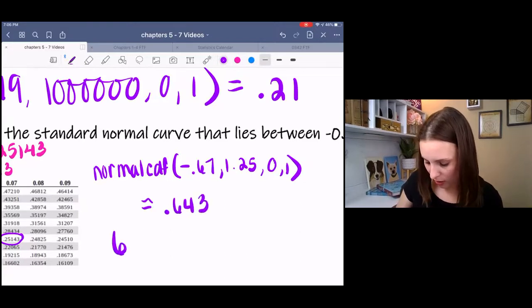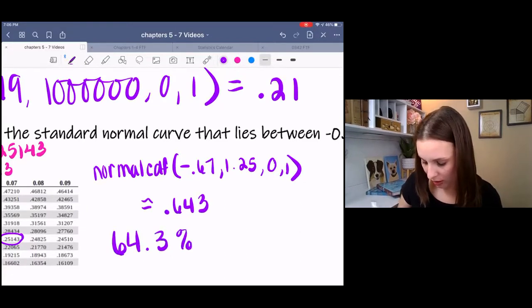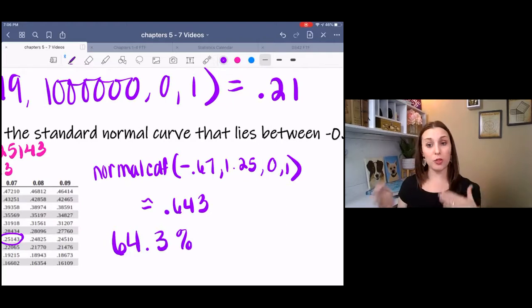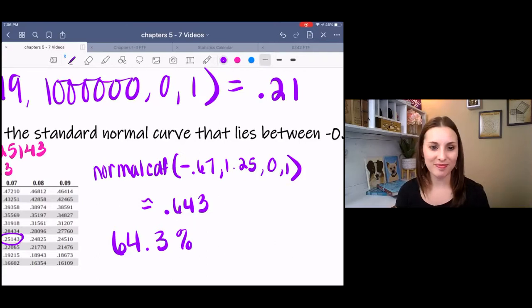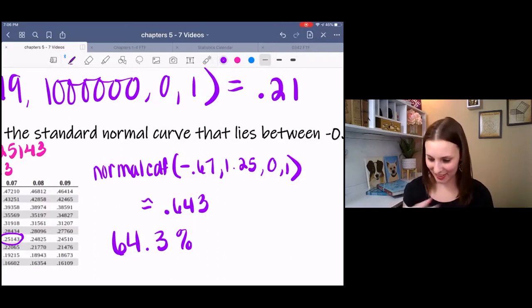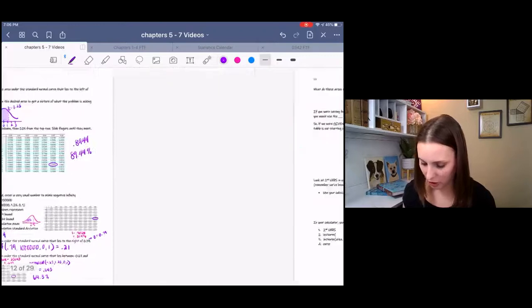0.643. So 64.3% of our observations lie between negative 0.67 and 1.25. Isn't that neat? Isn't that so fun? Okay, next page.